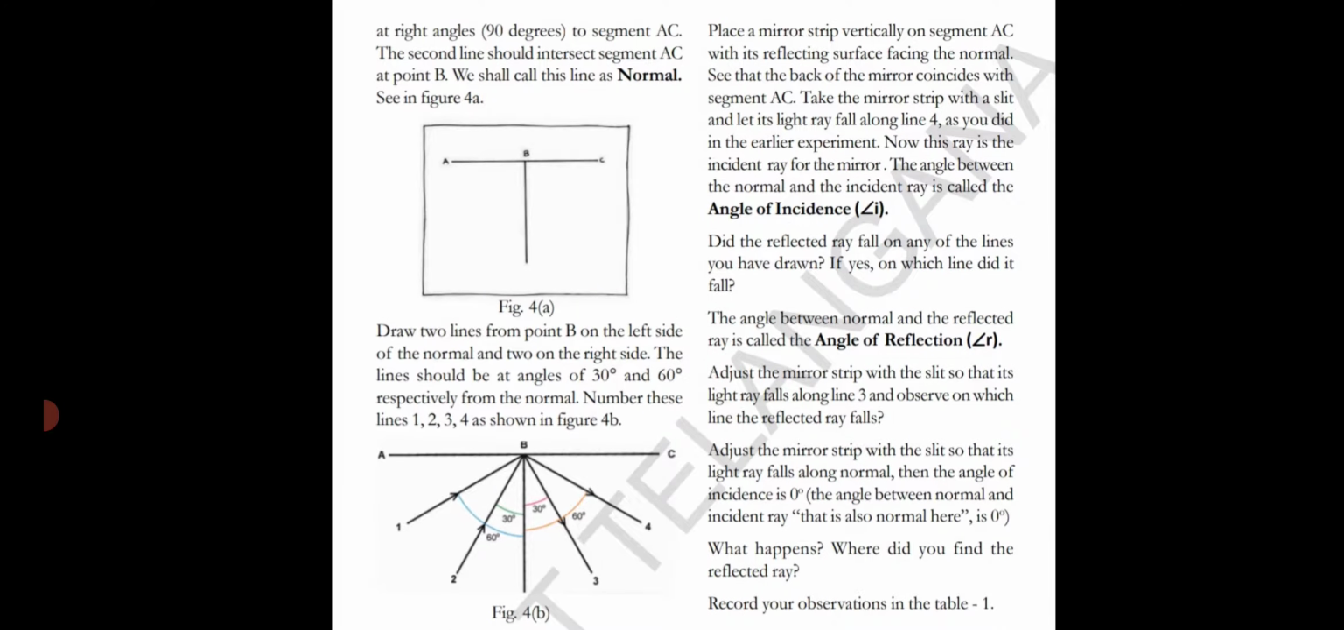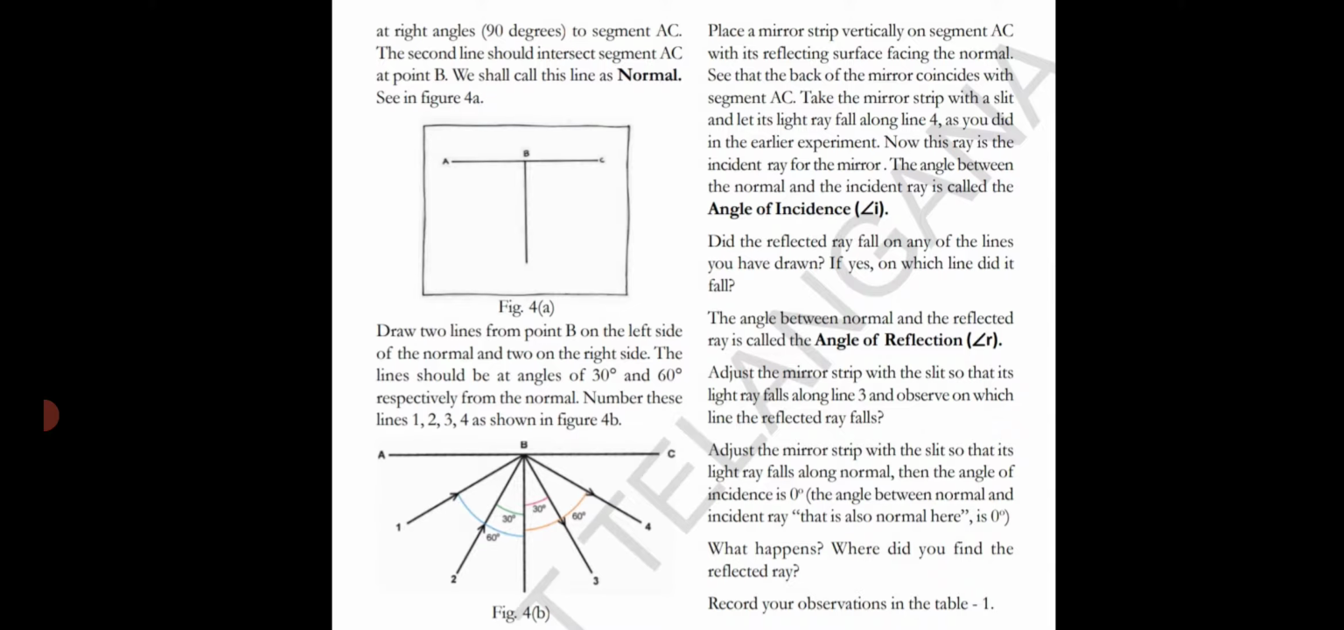Place a mirror strip vertically on segment AC with its reflecting surface facing the normal. See that the back of the mirror coincides with the segment AC. Take the strip with a slit and let its light ray fall along line 4. As you did in the earlier experiment, we made sunlight fall. Now this ray is the incident ray for the mirror.